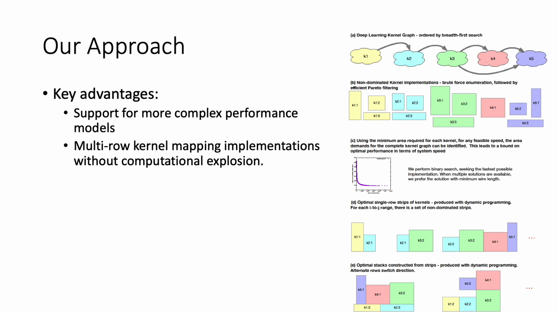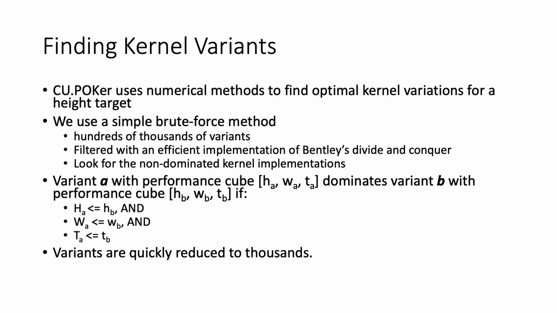Following that, there's a little bit of dynamic programming. We first find horizontal strips, and then we stack those strips into stacks. I'll talk about that a little bit more in just a minute. First, I want to talk a little bit about kernel variants. Again, CU Poker was using a numeric method. They picked a target, t, delta t, and then found the maximum height and minimum width they could find.